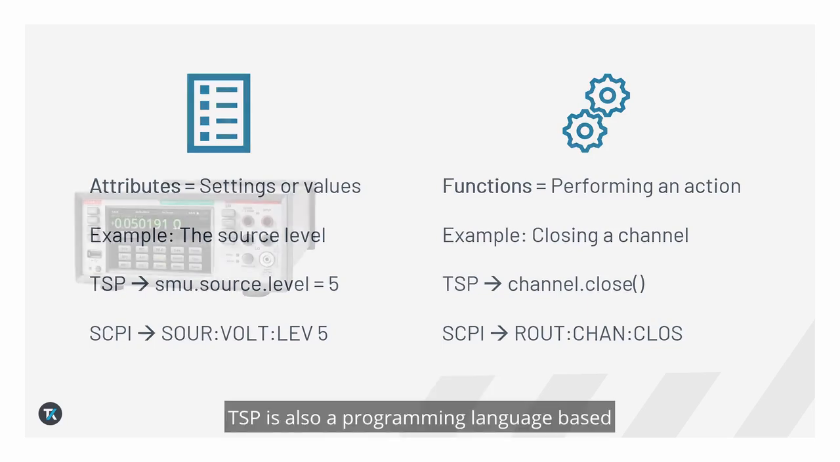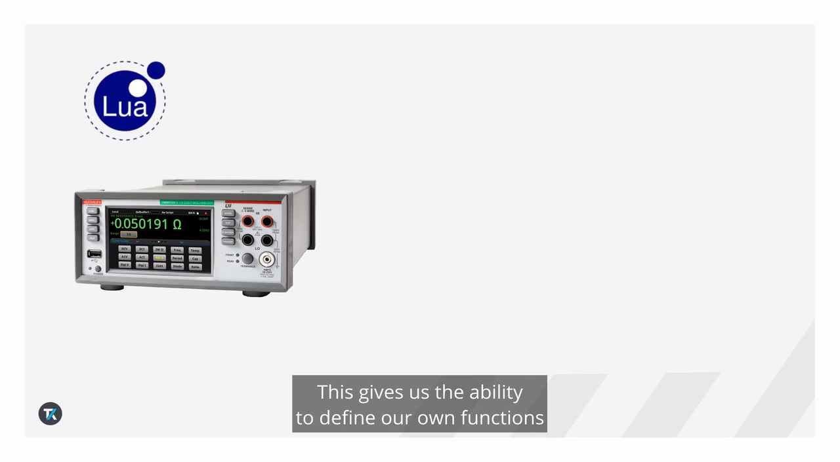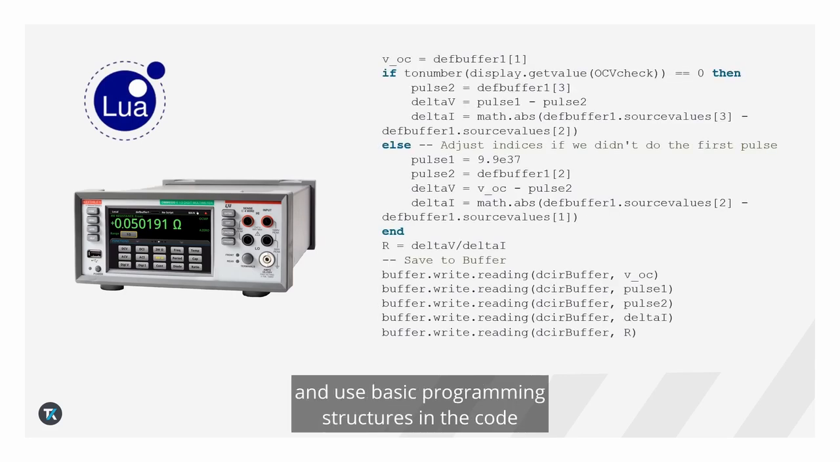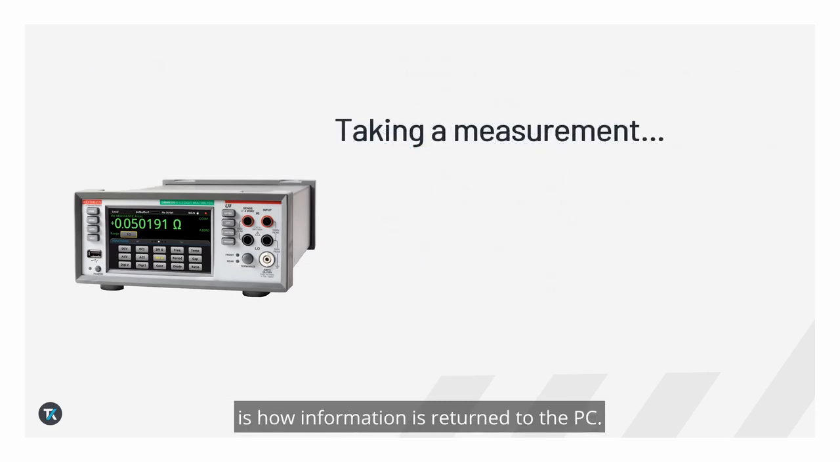TSP is also a programming language based on a lightweight scripting language called Lua. This gives us the ability to define our own functions and use basic programming structures in the code that the instrument is executing. One final distinction between SCPI and TSP is how information is returned to the PC.